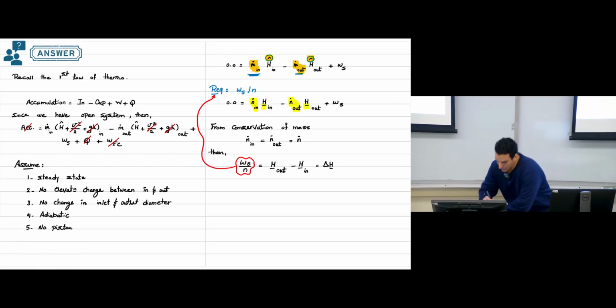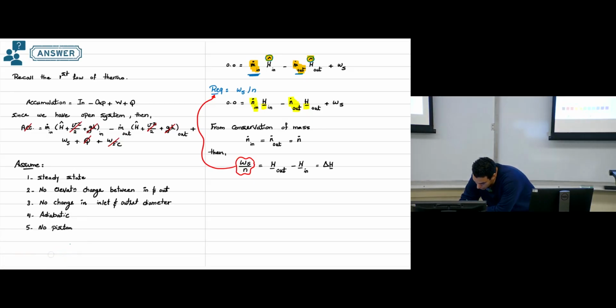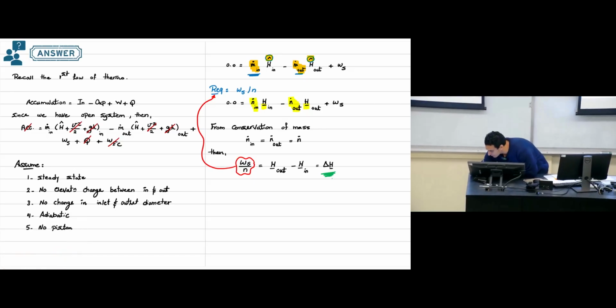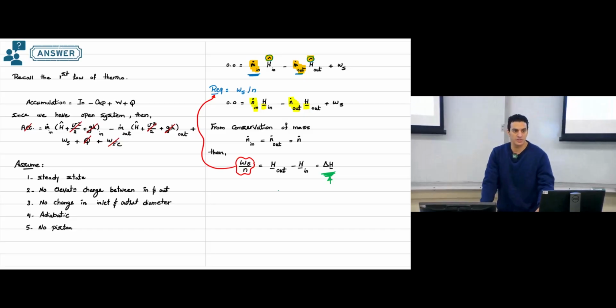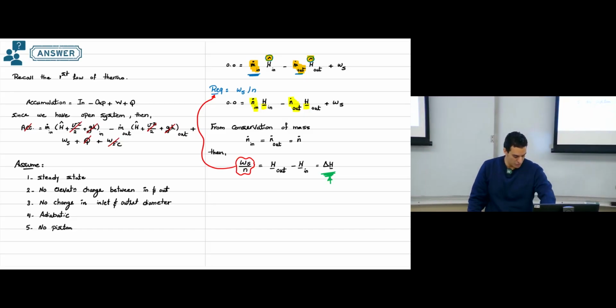Okay, so now this is what we need to start trying to find. That's delta H. So far is clear? Any questions? Okay. So now let's find delta H, the enthalpy change for this process.